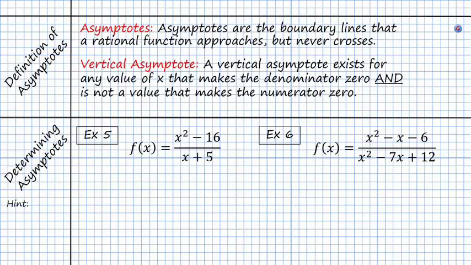And remember, your asymptote is a boundary line that a rational function approaches but never crosses. And you guys have encountered these with your reciprocal functions. Specifically, a vertical asymptote exists for any value of x that makes the denominator 0 and is not a value that makes the numerator 0. So a vertical asymptote, what we'll find, is almost the exact same thing as your domain restrictions in most cases.